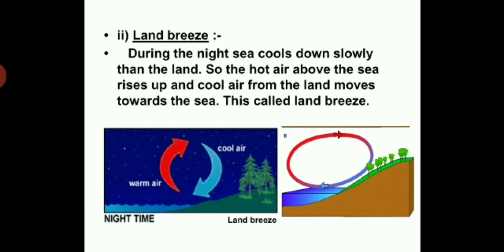So here the diagram is clear to you, children. You can see warm air rising up from the sea, and the cool air from the land taking its place. So like that, convection of heat takes place naturally, and this happens in night time. This is called land breeze. The diagram should be clear. You can see the picture over here, the movement of air.